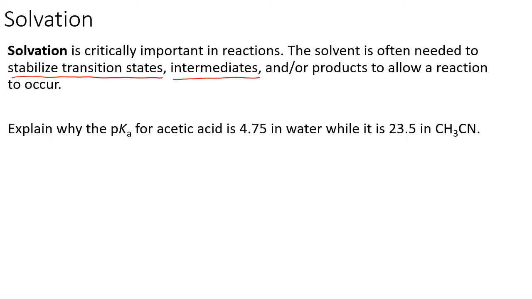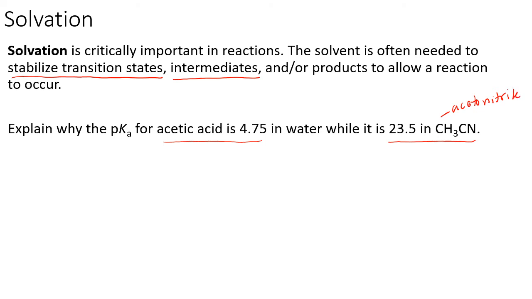So let's look at an example here. Why is the pKa for acetic acid 4.75 in water, while it is 23.5 for CH3CN? This is called acetonitrile.